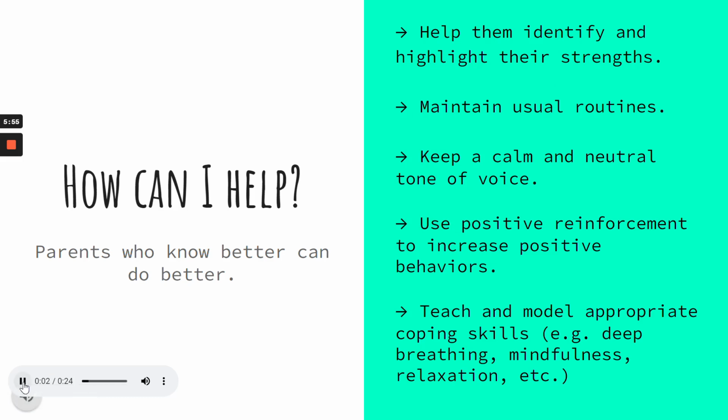Other ways to help include helping your child identify and highlight their strengths, maintaining usual routines and providing consistency in their day-to-day, keeping a calm and neutral tone of voice, using positive reinforcement to increase positive behaviors, and teaching and modeling appropriate coping skills such as deep breathing, mindfulness, and relaxation exercises.